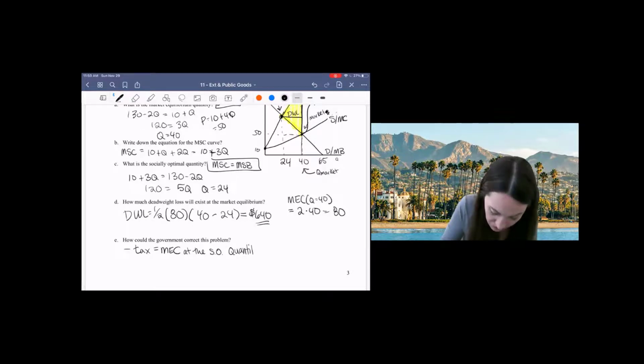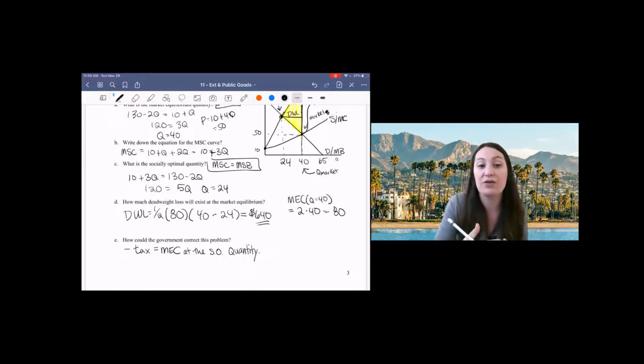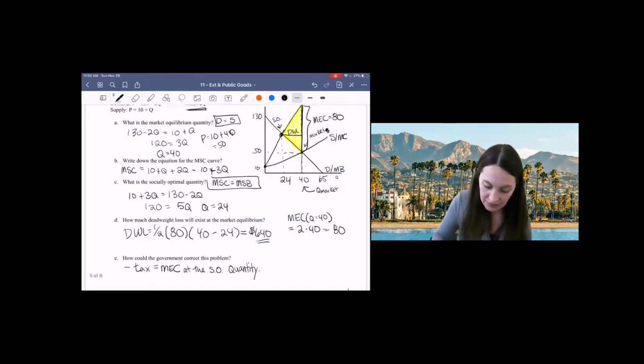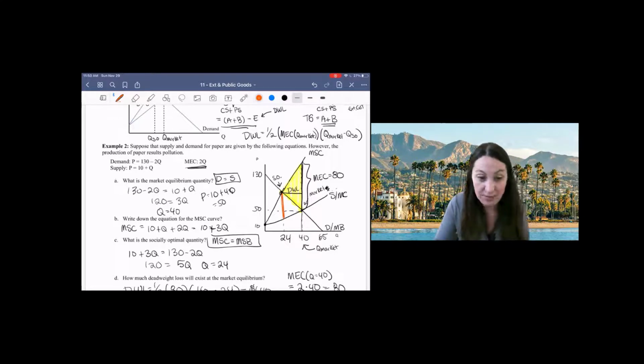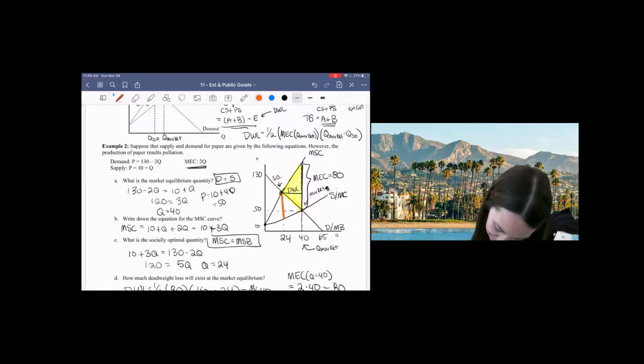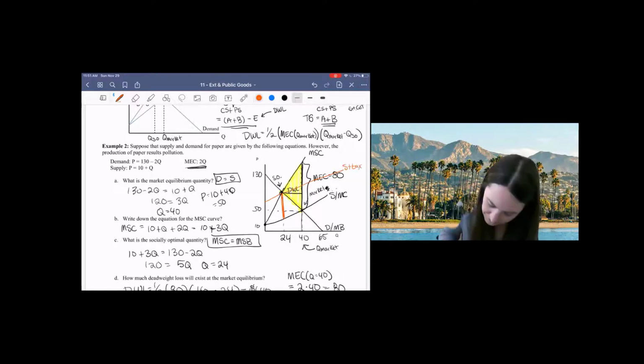You might remember from intro that when you have a tax, you shift the supply curve up by the amount of the tax, right? So if I look at the marginal external cost at the socially optimal quantity, and then shift my supply line up by the amount of the tax, I've got supply plus tax here. Then we're going to pass directly through that socially optimal point. Our new market equilibrium with the tax would be equal to the socially optimal quantity.